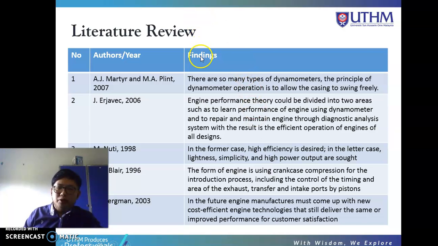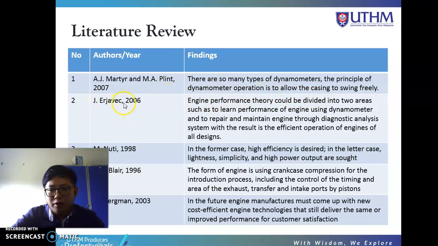And the literature review. First, it's from A.J. Marty and M.A. Plain in 2007. The findings state there are so many types of dynamometer. The principle of dynamometer operation is to allow the casing to shrink freely.